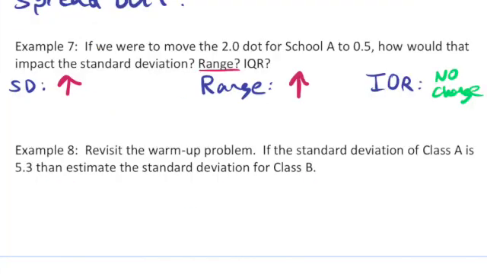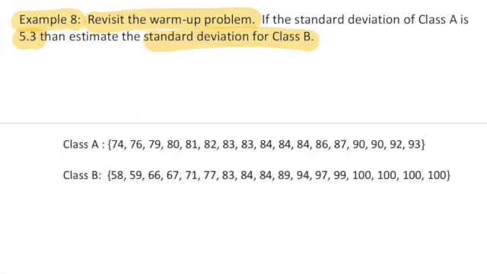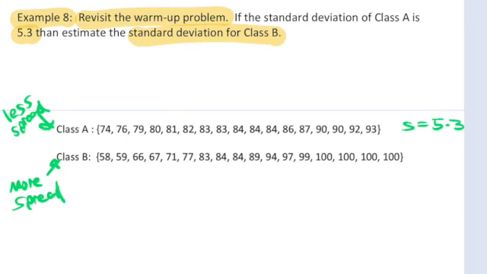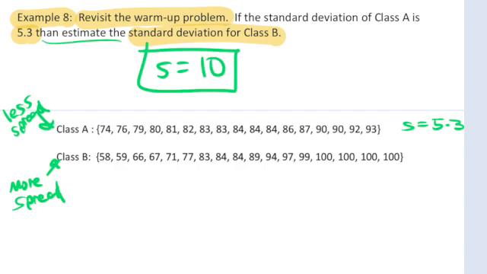Our final problem, example 8, asks us to look back at that warm-up problem we had earlier. They tell us that Class A had a standard deviation of 5.3, and they want us to estimate the standard deviation for Class B. Well, we notice that Class A is less spread out, where Class B is more spread out. So if we know the standard deviation for Class A equals 5.3, we would expect Class B's number to be higher. So when we're asked to estimate, just give any number larger than 5.3. I'll say 10. And for now in this class, that's all we're going to need to be able to do for finding that value for S.